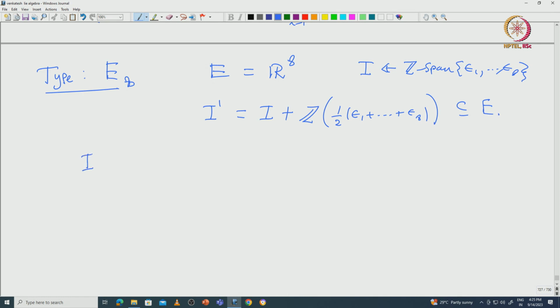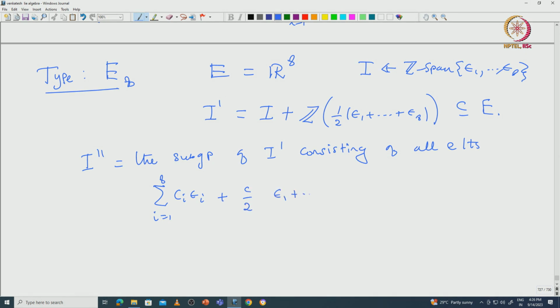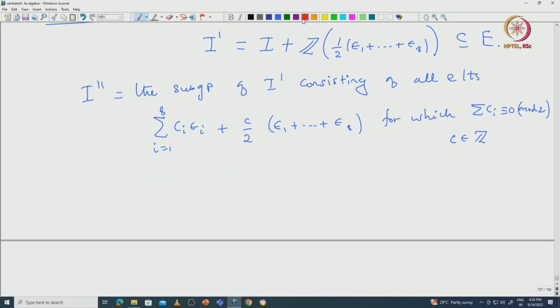So, now we take another subgroup, which is I double dash. This is the subgroup of I dash consisting of all elements summation C I epsilon I, where I ranges from 1 to 8, plus C over 2 times epsilon 1 plus etcetera epsilon 8, for which the sum of the C I is always even and the C's are integers. Okay. It is not hard to check this is actually a subgroup, which again I will leave to you. It is very easy to check.